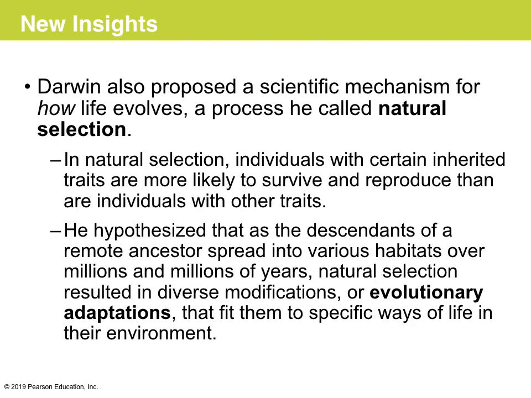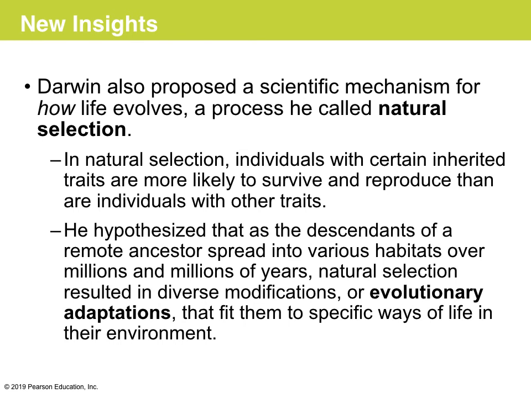All right, so first is, okay, life changes, but he also came up with a scientific mechanism for how it changed. And this is a process he called natural selection. Now, with natural selection, individuals with certain inherited traits, right, traits that they received from earlier generations, are more likely to survive and reproduce than are individuals with different traits that they inherited from their ancestors.